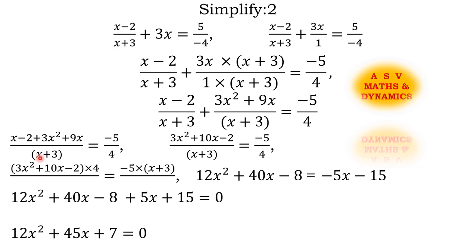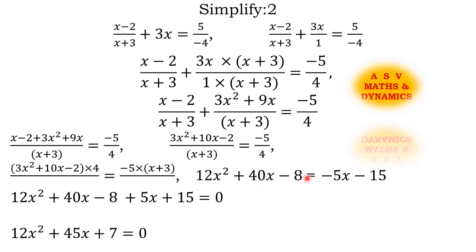After that, because it is equal, you can multiply in the negative 5. The 4 you have to multiply with this polynomial, the quadratic equation, because the highest variable power is 2. So now I multiplied with the 4, negative 5 into x plus 3. If you multiply, you will get the expansion on both sides, left and right. Each term you have to multiply: 3x square with the 4, 10x with the 4, minus 2 with the 4. So you will get the values. The same procedure you have to follow on the right side.